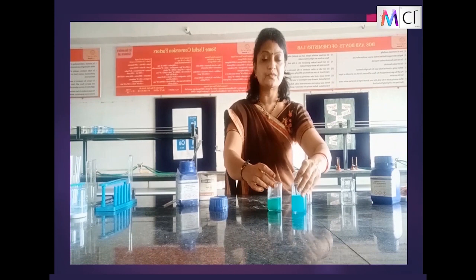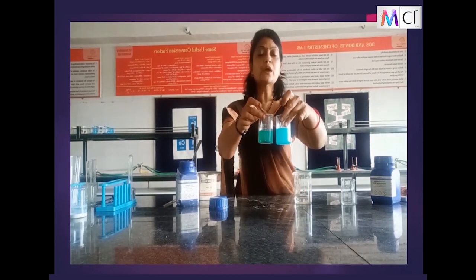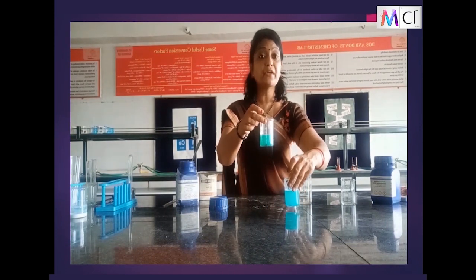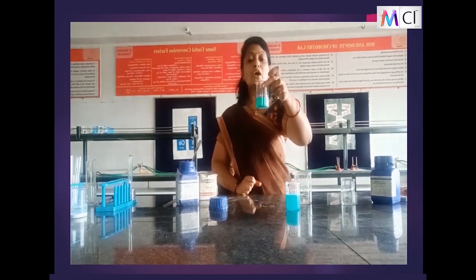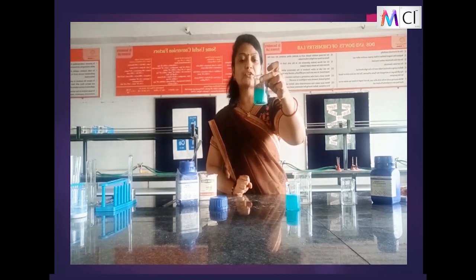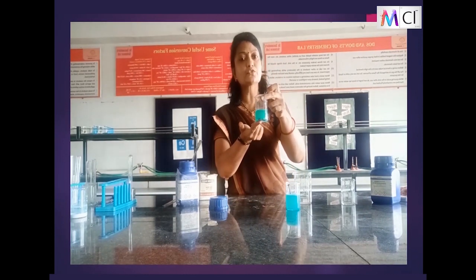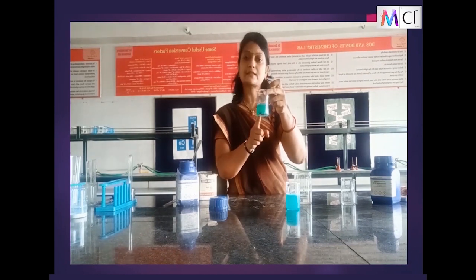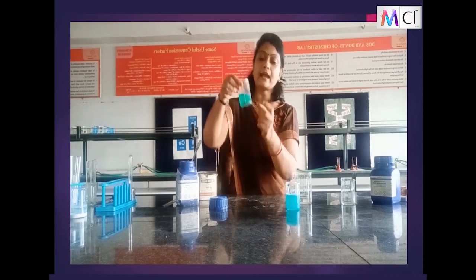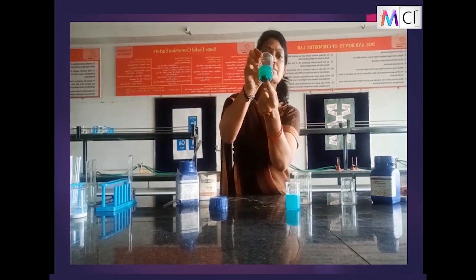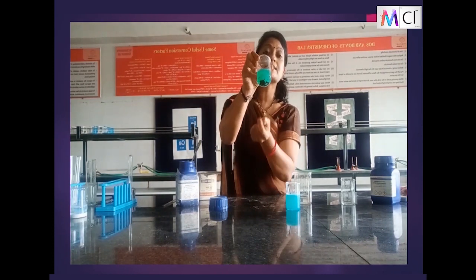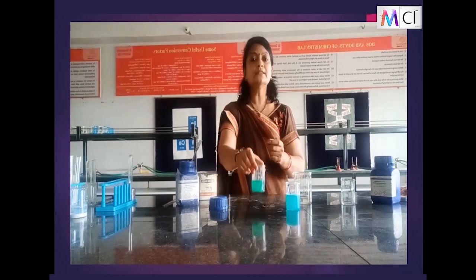Here you can observe the blue color solution is now fading and it is turning green in color. Beautiful reaction. What is this green color solution, children? This is ferrous sulfate, that is FeSO4, being formed, and you can observe at the bottom red color copper is set free. Now why did this reaction take place?